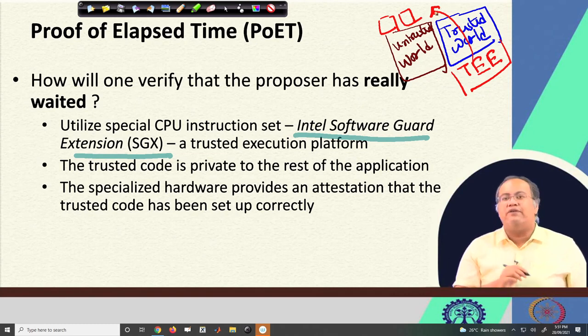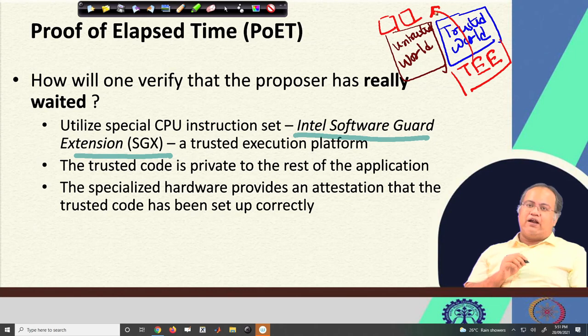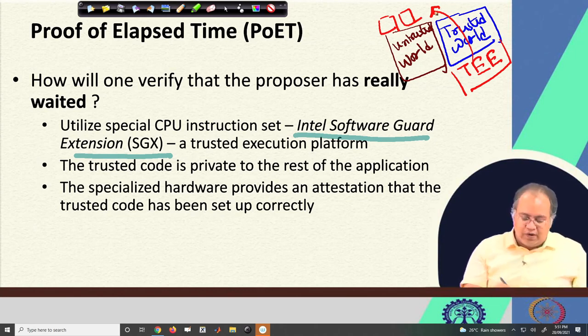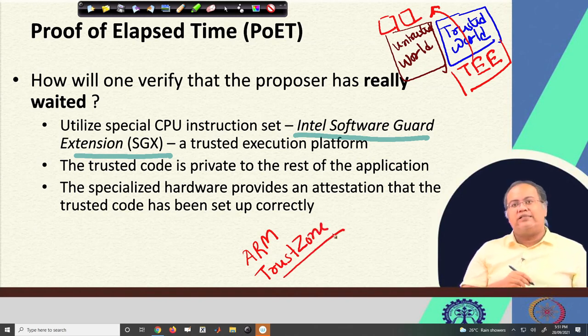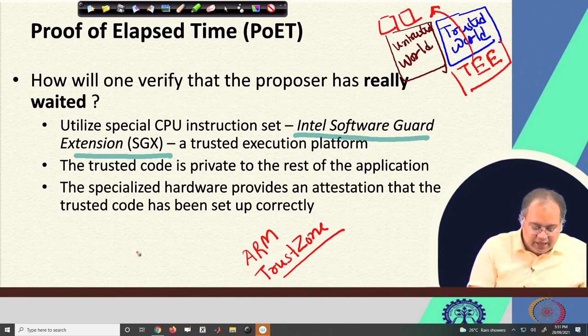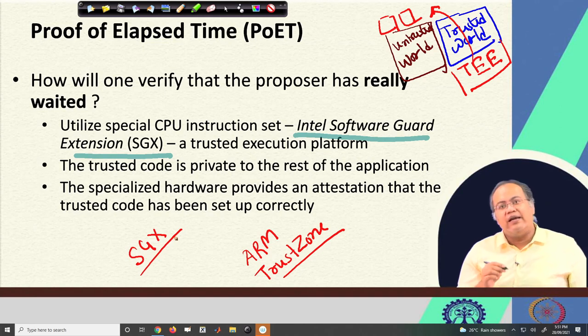Now, there are multiple different trusted execution environments available. One of them is for the ARM processor, which is called ARM TrustZone. Similarly, Intel has its own trusted execution environment, which is called Intel SGX, Intel Software Guard Extension. So, you can use that kind of hardware component to provide such trusted computing.